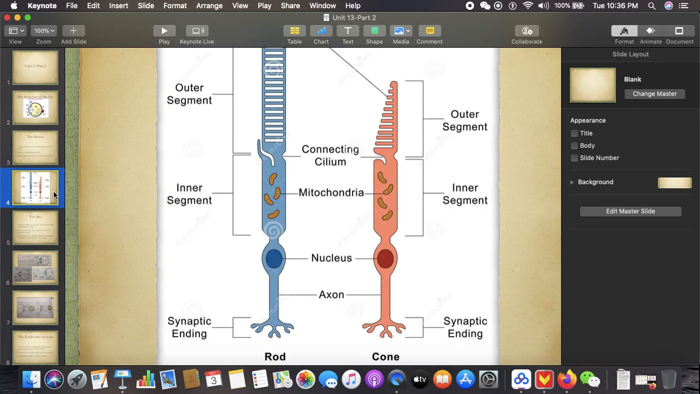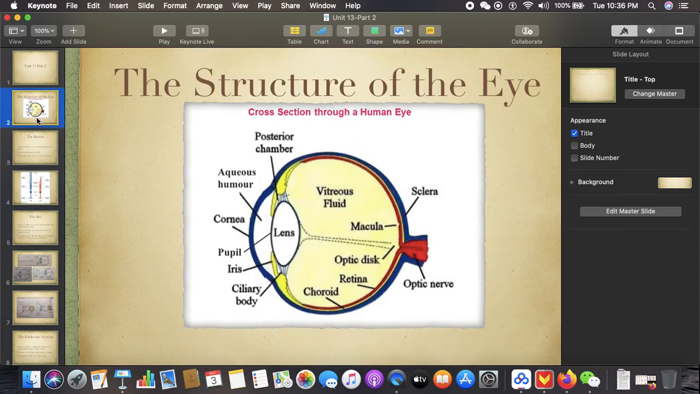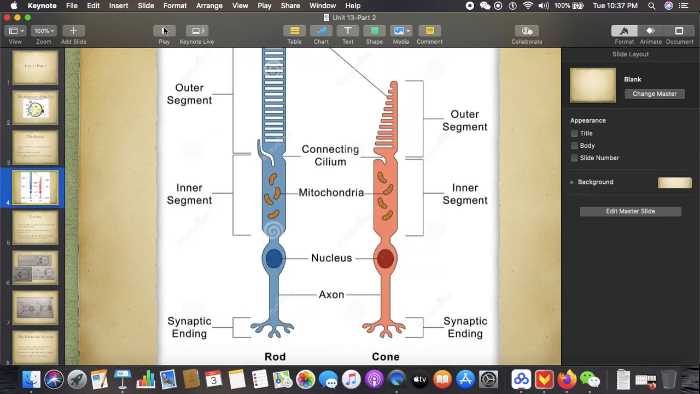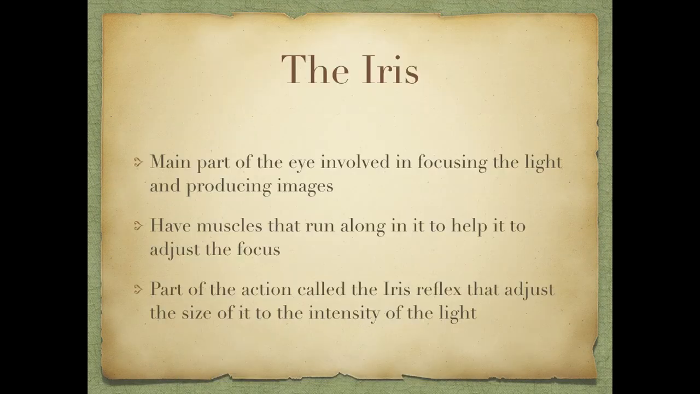The fovea contains entirely cones. The rod cells are scattered all the way along here, and they produce a less detailed image, because you can't see very much in the dark, can you? That's common sense, basically. Next is the iris.